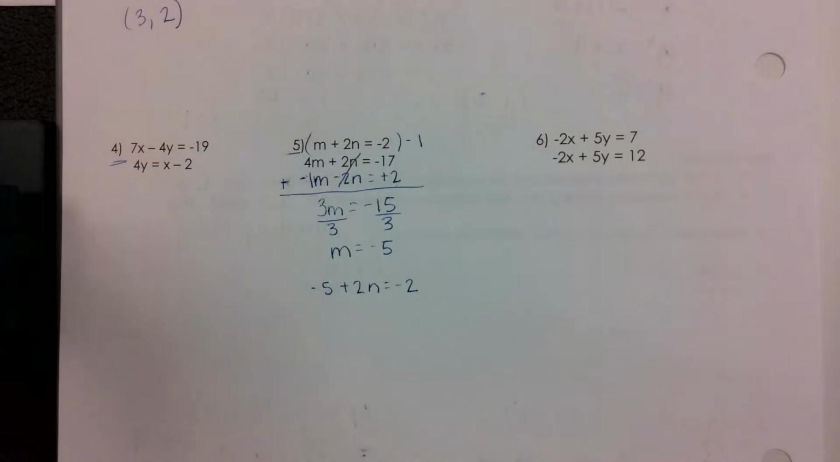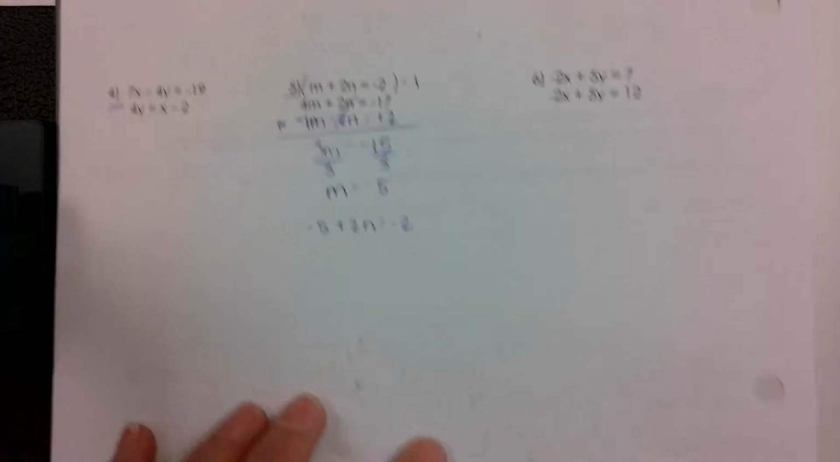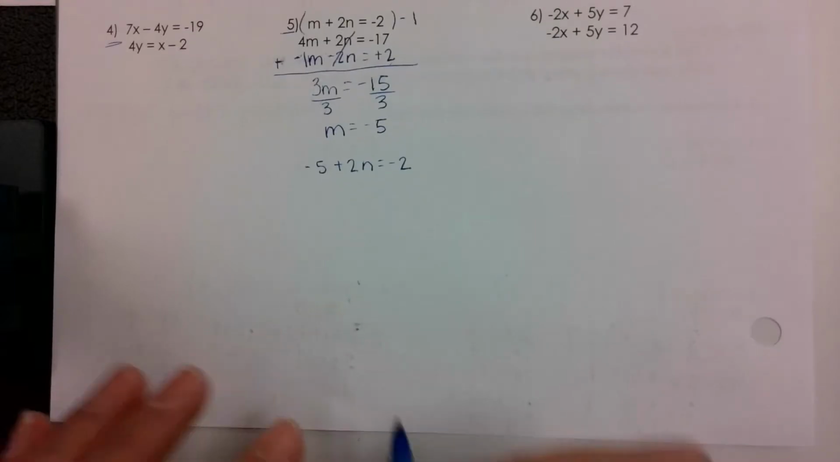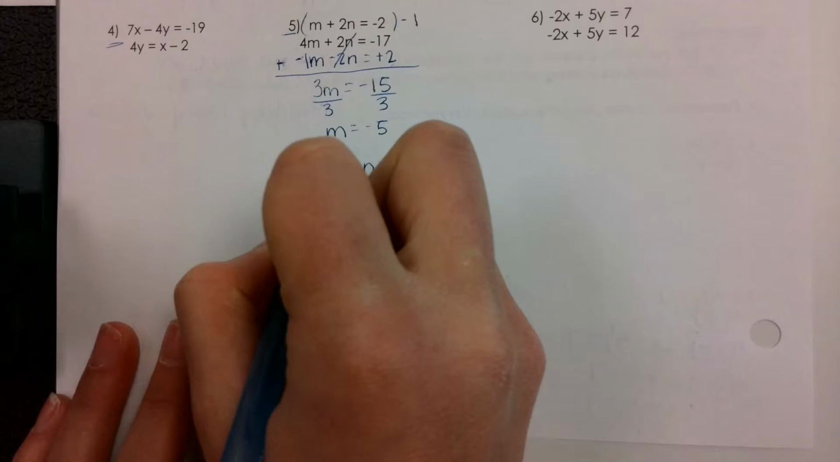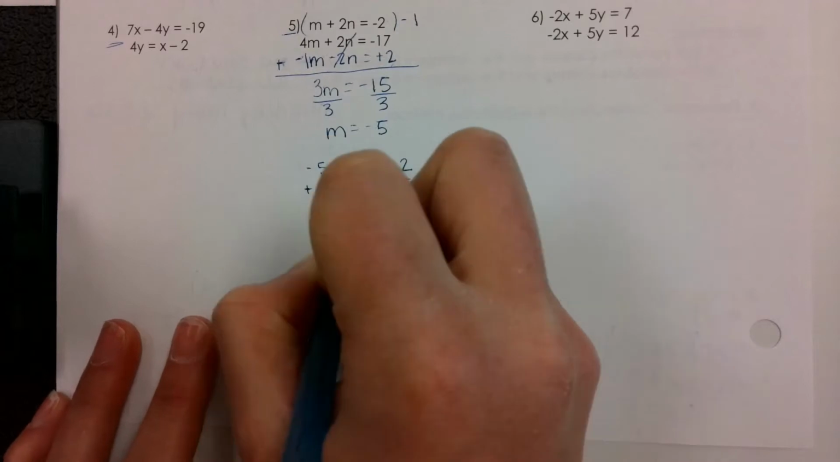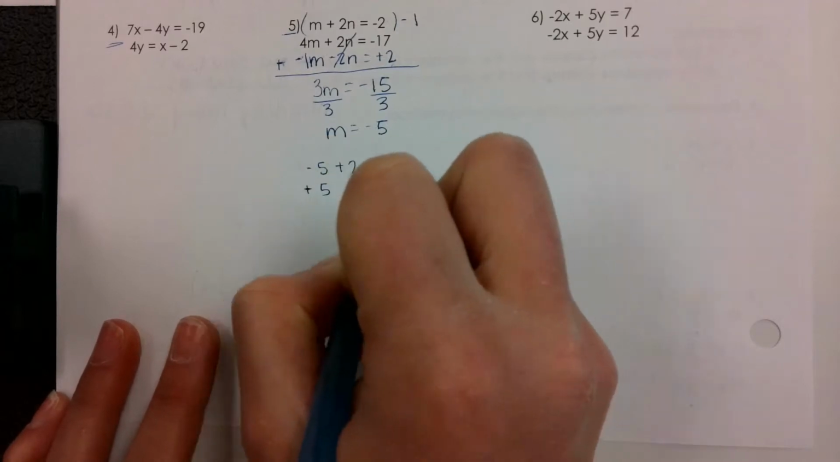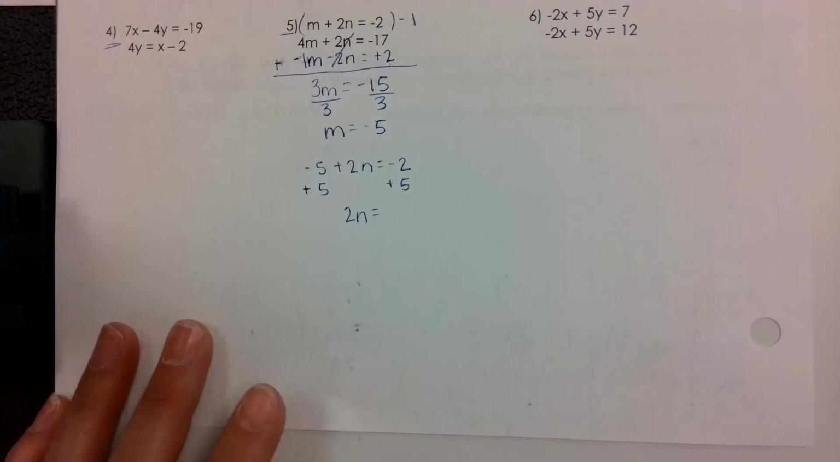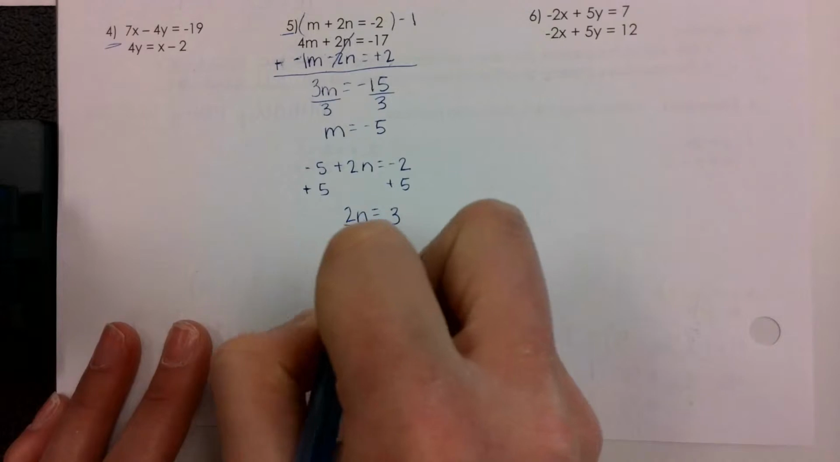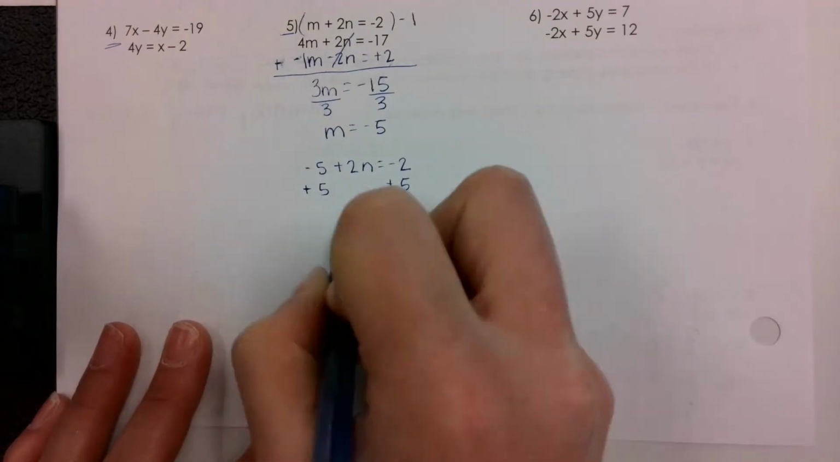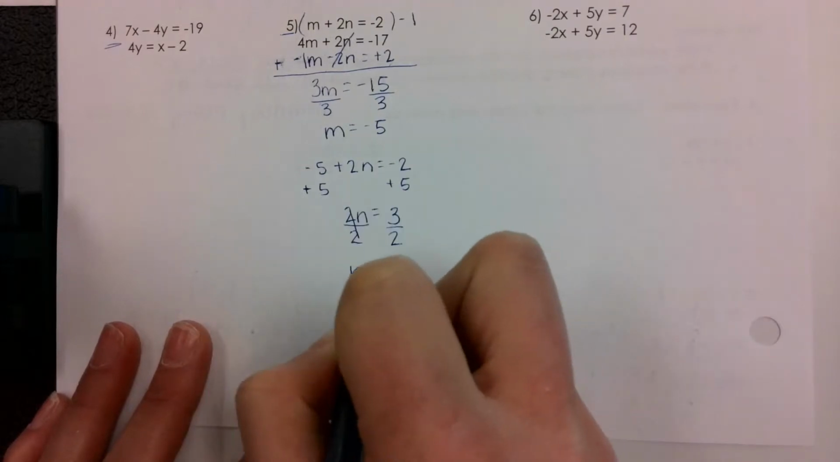How are we going to figure out what n is? Add 5. So we'll have 2n equals, what is negative 2 plus 5? 3. What do we do from there? So divide by 2. So what does n equal? Just 3 over 2.